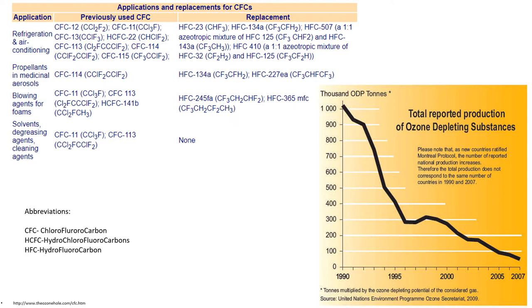Another promising alternative is a blend of propane and isobutane that is extensively used in mobile or vehicle air conditioning systems in many countries, including USA and Australia. A blend of ammonia and carbon dioxide, which are natural refrigerants and have negligible environmental impacts, are extensively used in domestic and commercial refrigeration applications. Also, these are finding their application in new split-system air conditioners. A list of previously used chlorofluorocarbons and the alternatives for the replacements of refrigeration and air conditioning, propellants in medical aerosols, blowing agents for foams, and solvents, degreasing agents and cleaning agents have been shown here.